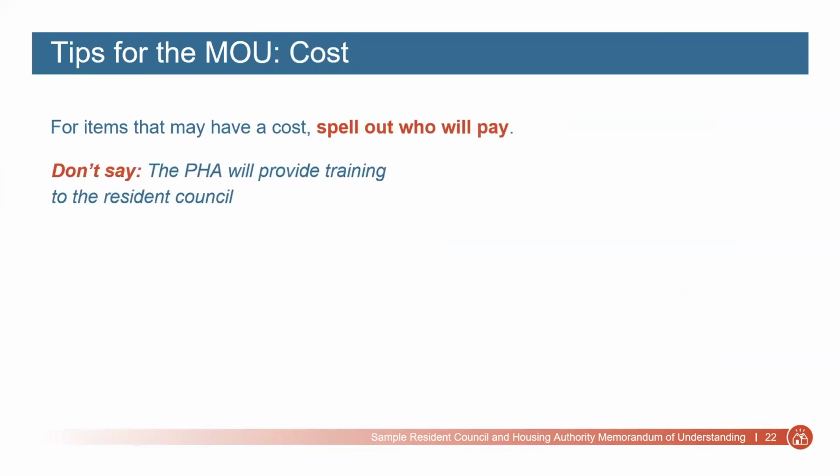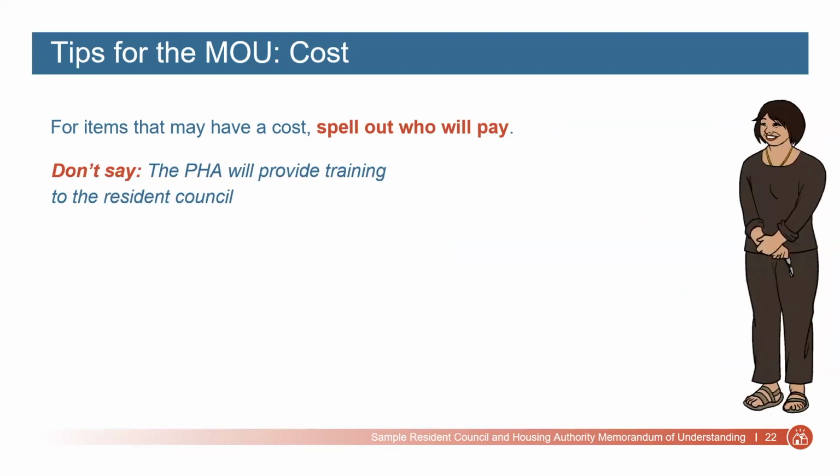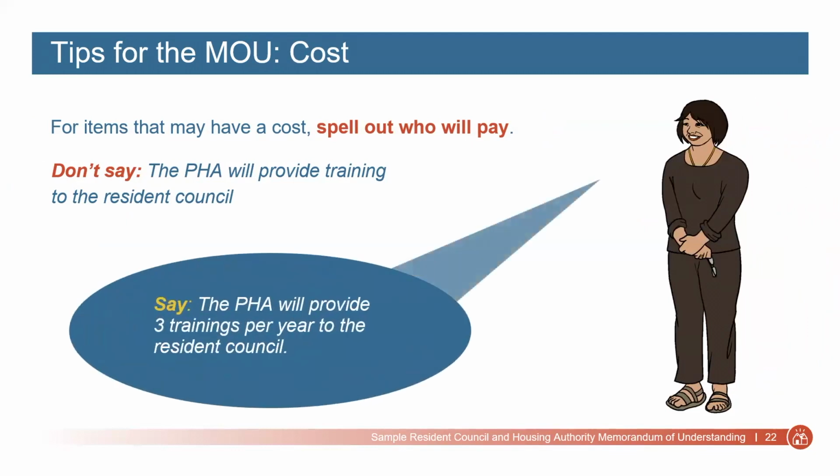For example, instead of saying something like, the PHA will provide training to the resident council, say, The PHA will provide 3 trainings per year to the resident council, or $1,000 per year from tenant participation funds allotted to the housing agency will be used to provide training for the resident council.